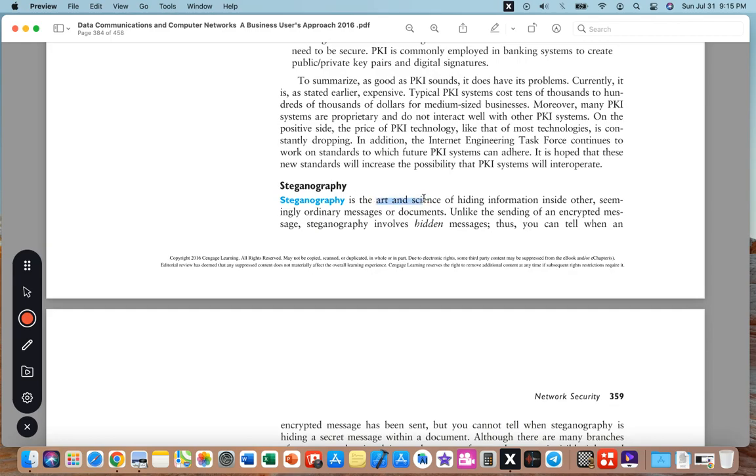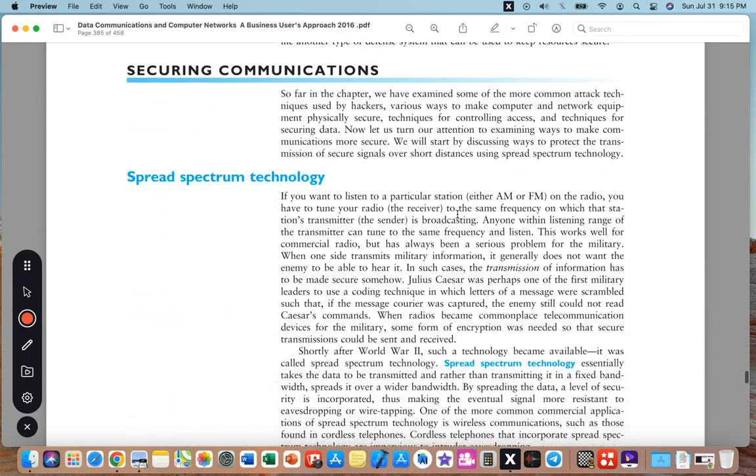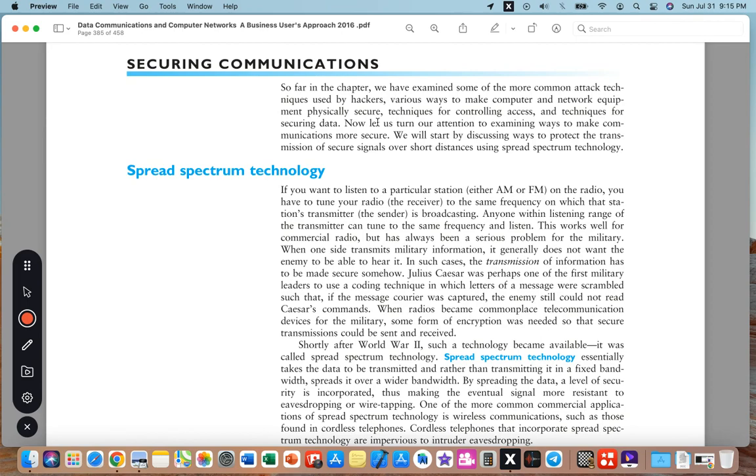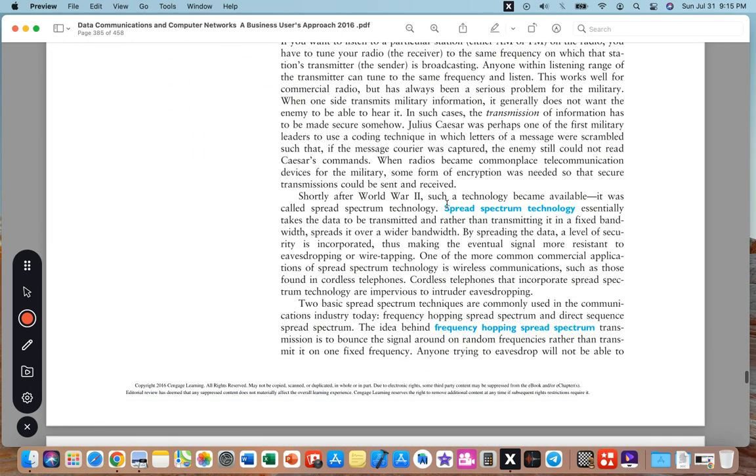Steganography is the art and science of hiding information inside other, seemingly ordinary messages or documents, making the communication secure. Spread spectrum technology essentially takes the data to be transmitted, and rather than transmitting it in a fixed bandwidth, spreads it over a wider bandwidth. By spreading data, a level of security is incorporated, thus making the eventual signal more resistant to eavesdropping or wiretapping.